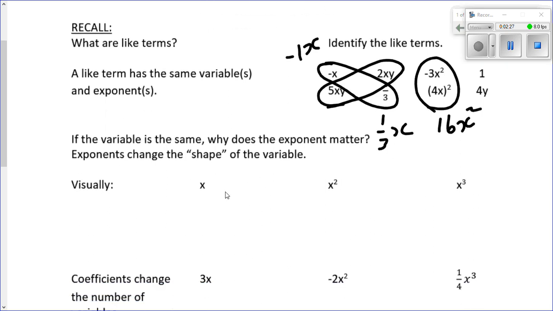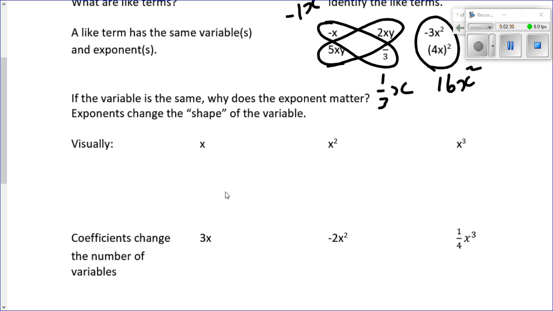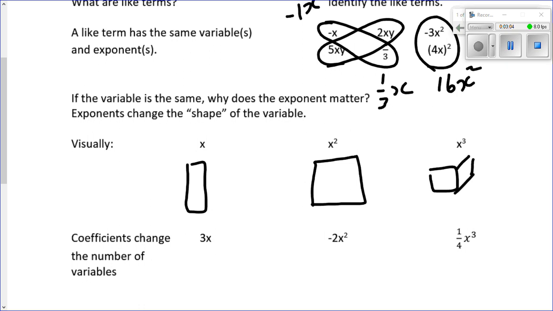Now, one of the things that's hard for people to understand is what difference does the number make? Me being a math person, I tend to think of it in the math way, and I'll come back to that one in a second. But what sometimes helps is that we can think of these things as having their own shape. So if we think of an x as being, I don't know, a log, a 2 by 4, x squared would actually be a square. So x cubed is like a sugar cube.